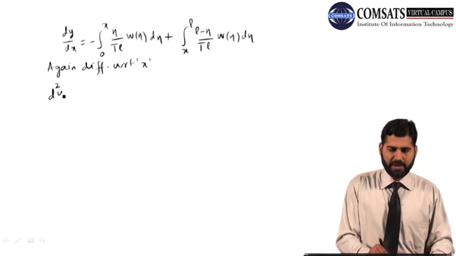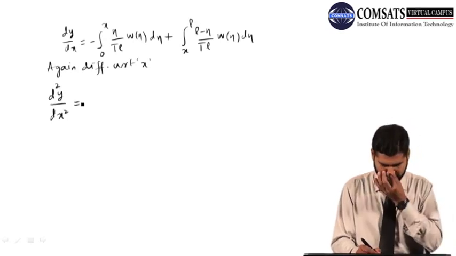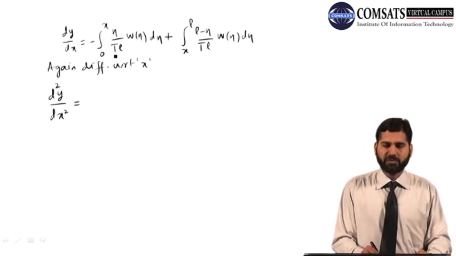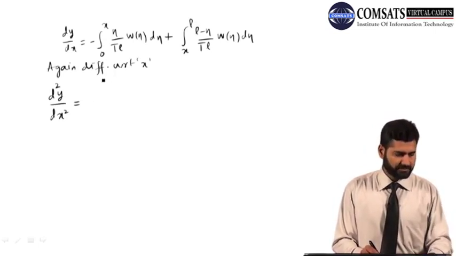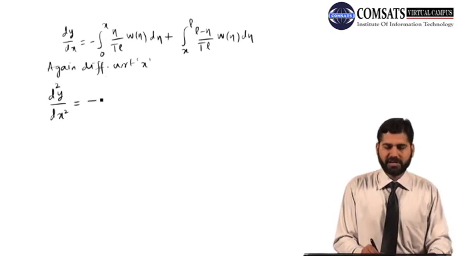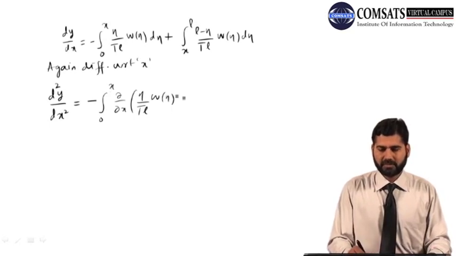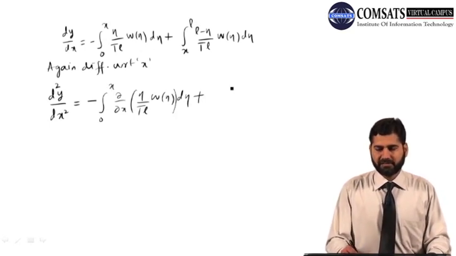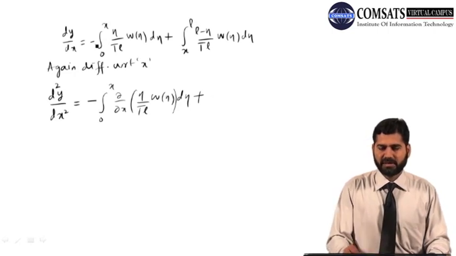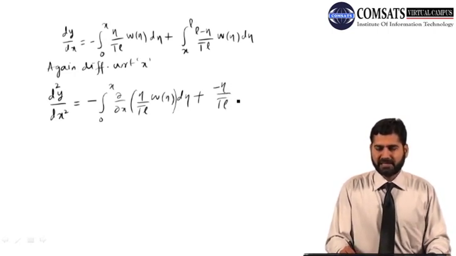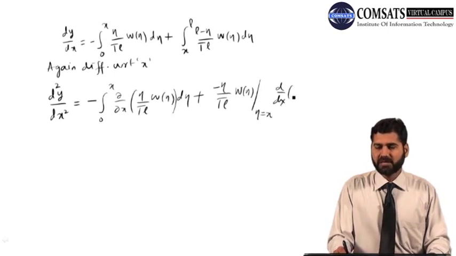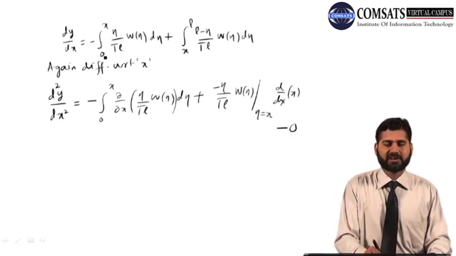Again differentiate with respect to x. So this gives you d2y by dx square equal to, again, you can bring the derivative inside, partial by partial x of this whole thing inside, plus the value of the function, and this minus will make it minus eta TL w eta at eta equal to x, and the derivative of x is 1, and the other contribution is 0 because the second limit is constant.